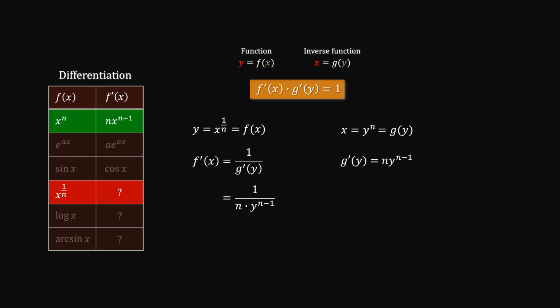But the only problem is, y is the unknown. We need to replace it with the known x. y is the nth root of x. Plug it in here. The power term can be simplified as 1 minus 1 over n. Inverted, we get f prime as 1 over n times x to the power of 1 over n minus 1. So we're able to fill in one more blank.